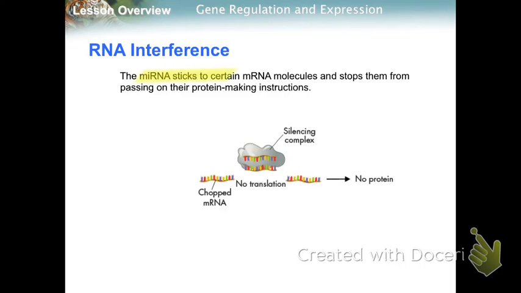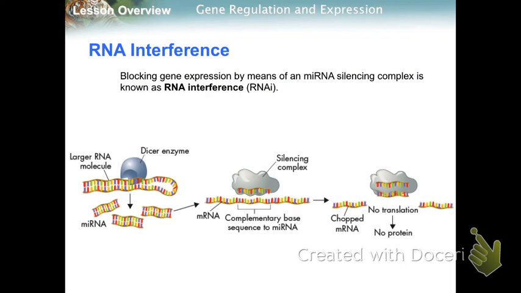The miRNA sticks to certain mRNA molecules and stops them from passing on their protein-making instructions. So it chops up the mRNA, translation can't happen, and no protein is produced. Like I said, this is called RNA interference.